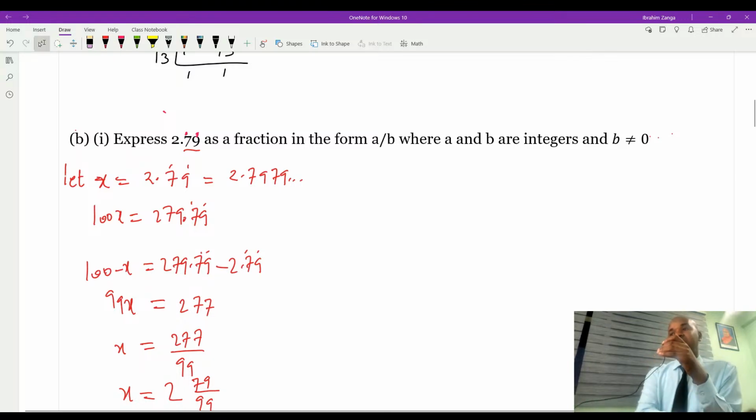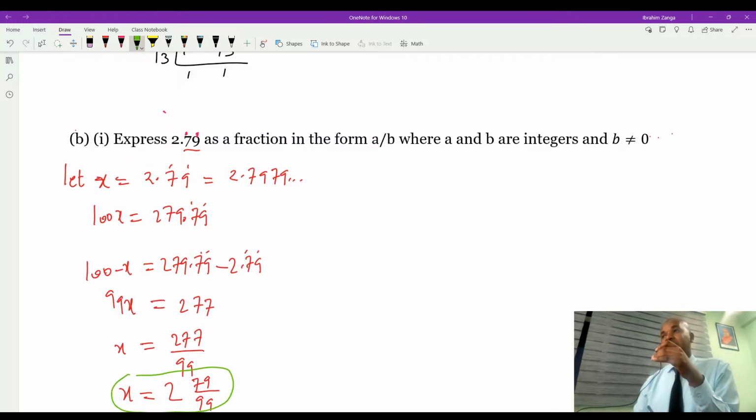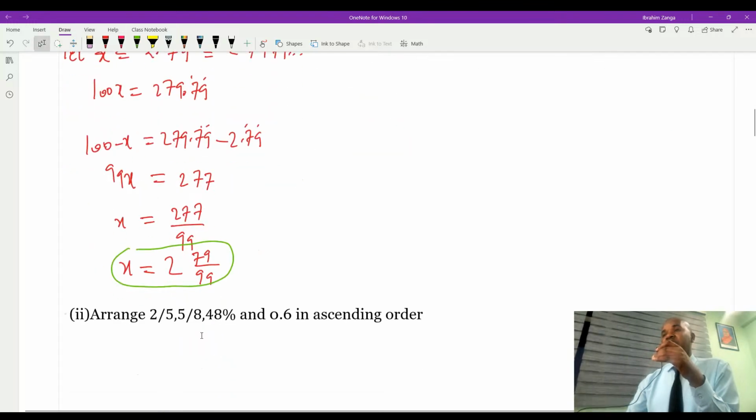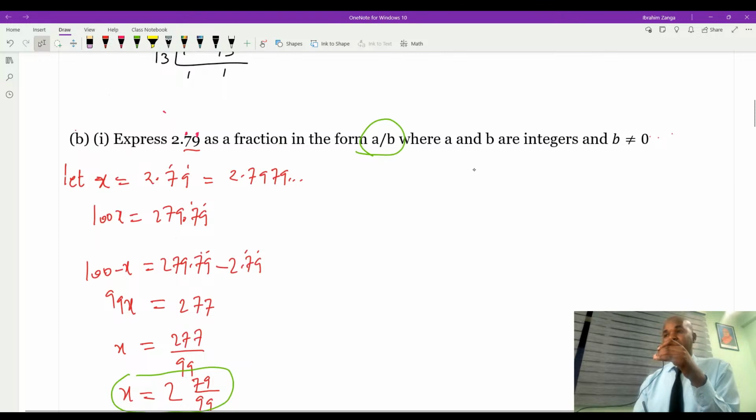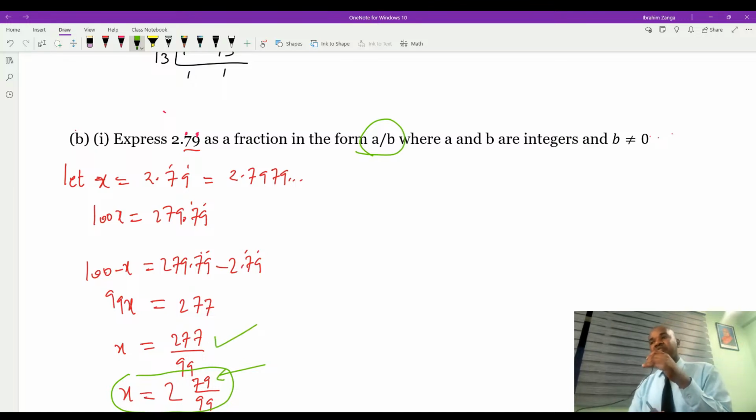So when you divide, actually, we get x to be 277 over 99. But we are supposed to express them in the form of a over b. So there is no need to have improper fraction. We don't have to use actually mixed fraction form. Let us prefer having 277 over 99 as a solution.